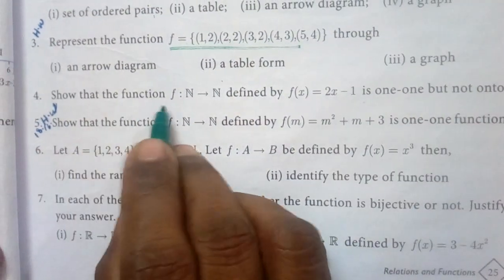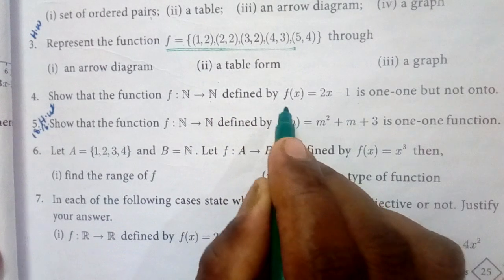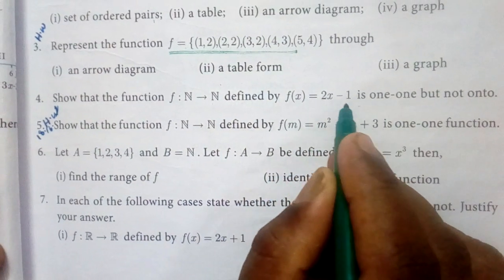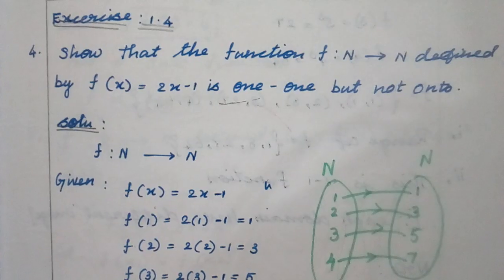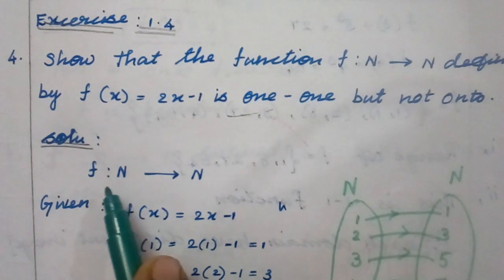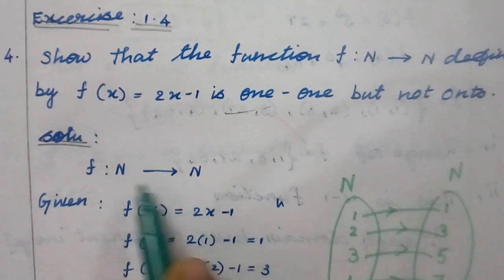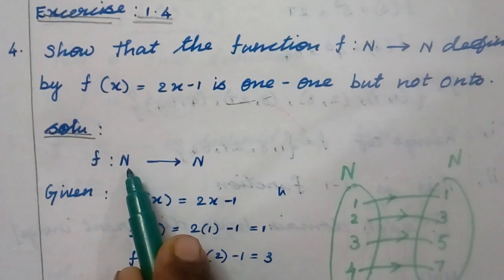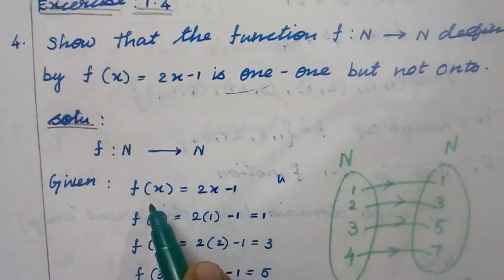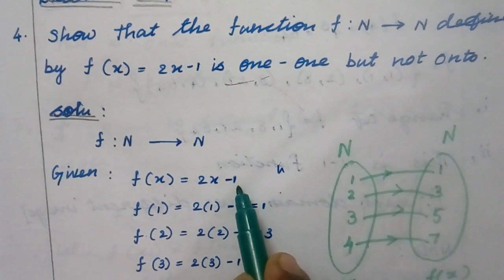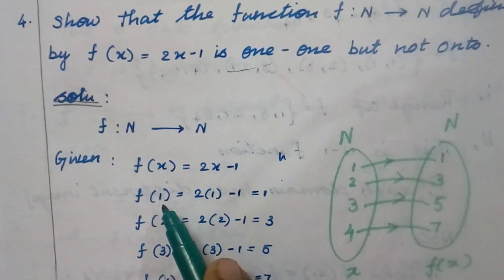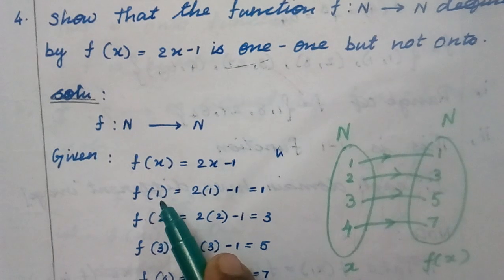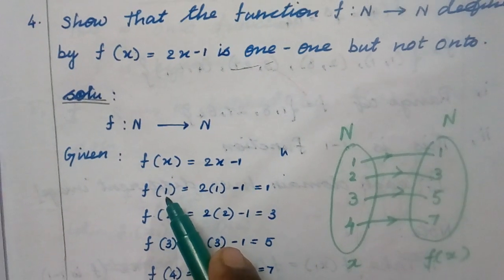Fourth question: show that the function f from N to N defined by f of x is equal to 2x minus 1 is one-to-one but not onto. Given function f from N to N, which means natural numbers. Given condition f of x is equal to 2x minus 1. Here you have to substitute the natural number values starting from 1. So you have to consider continuously the first 4 or 5 numbers.